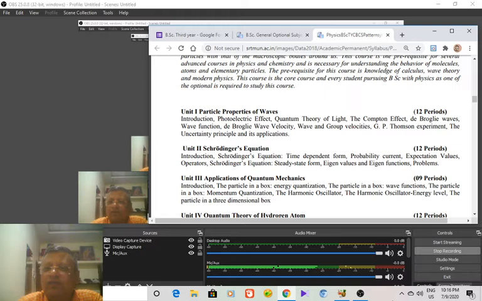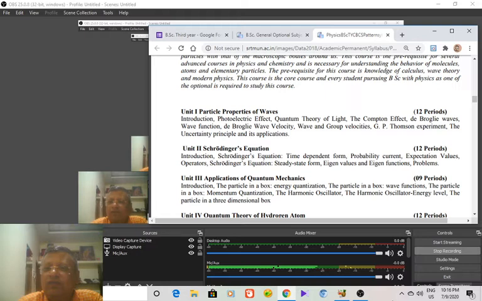In this quantum mechanics paper we have 4 units. Each unit has approximately the same weightage. The first unit is the particle properties of waves, second is Schrodinger's equation, third is application of quantum mechanics, and fourth is quantum theory of hydrogen atom.